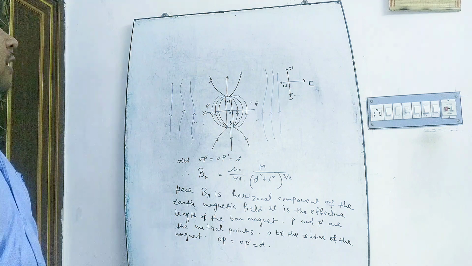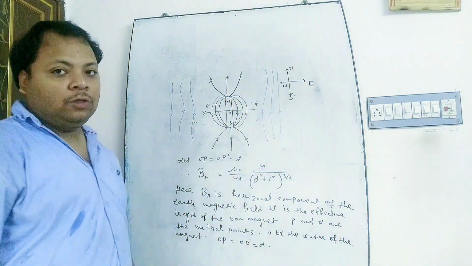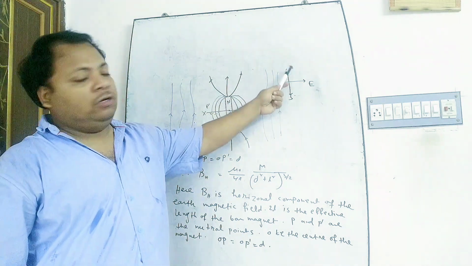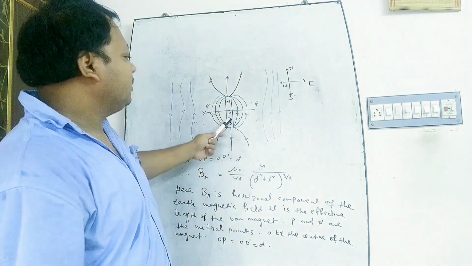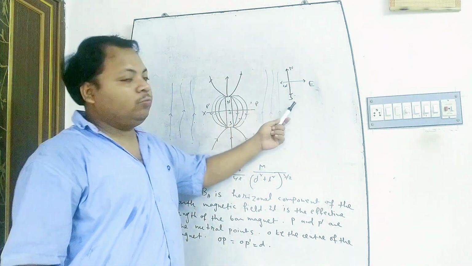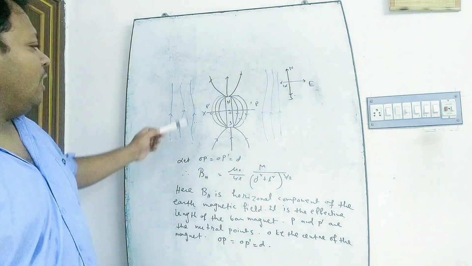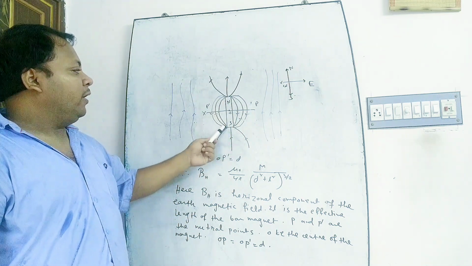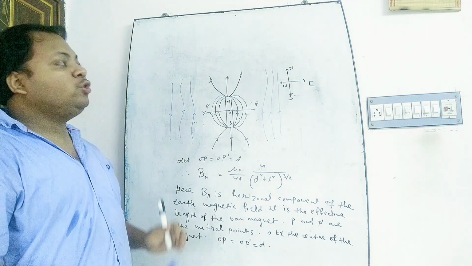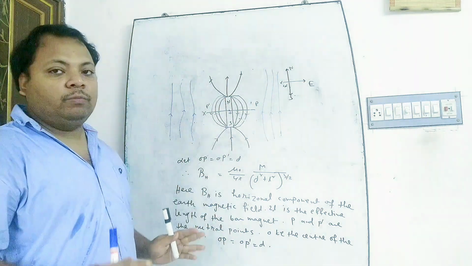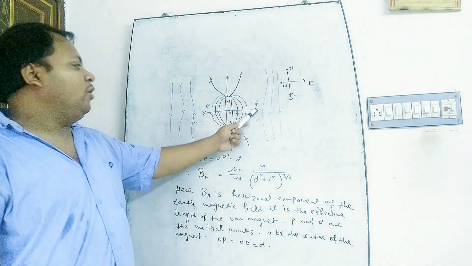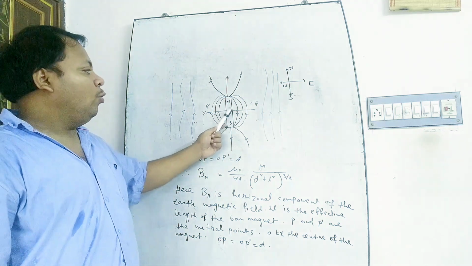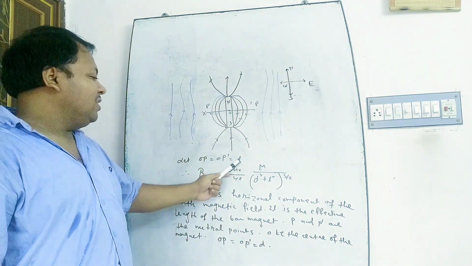Let a bar magnet be placed on the earth's surface, with the north pole of the bar magnet along the magnetic north pole of the earth, and the south pole of the bar magnet along the magnetic south pole of the earth. Now we can find 2 points on the perpendicular bisector of the bar magnet, P and P prime, where there is no magnetic field intensity. These 2 points are known as neutral points, P and P prime. O is the center of the bar magnet. OP is equal to OP prime is equal to D.